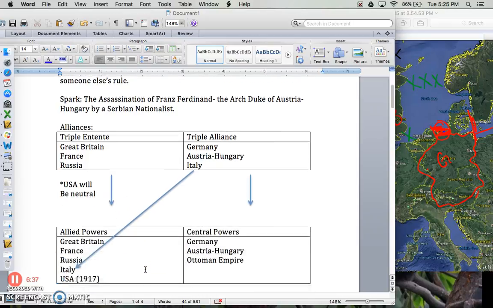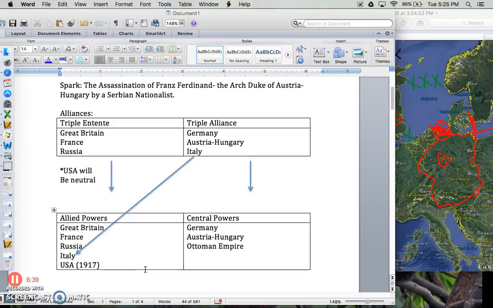Those alliances are going to change when Italy switches sides. Italy is going to jump ship and go from the Triple Alliance to the Allied powers. Since we're adding Italy into the Triple Entente, you can't call it Triple Entente anymore because there's 4 instead of 3. So they both change their names to the Allied powers and the Central powers. The Allied powers are going to include Great Britain, France, Russia, Italy, and the United States is going to join in 1917. The Central powers are going to be Germany, Austria-Hungary, and the Ottoman Empire.